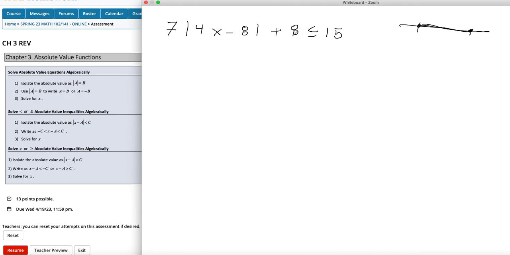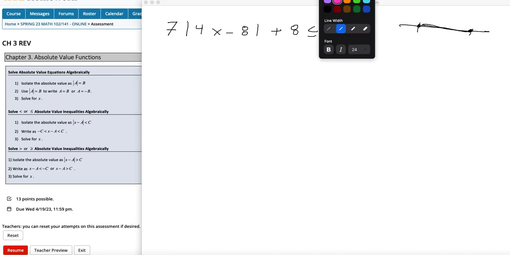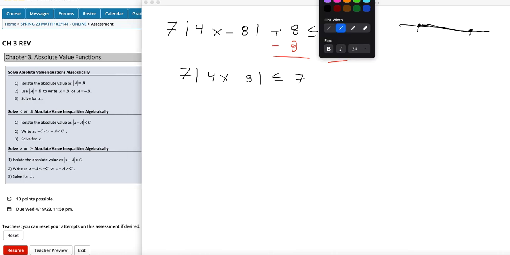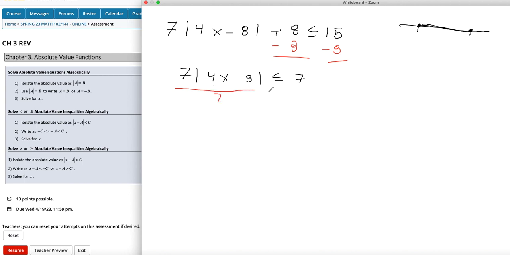So before we can do that though, with this example, this has the stuff around the outside, so we want to make sure we get rid of that first and get it simplified. So we're going to get that 8 brought over. And then we got 7 times the absolute value of 4x minus 8, less than or equal to, conveniently, 7. And then let's divide out the 7 on both sides. And that is the absolute value of 4x minus 8 is less than or equal to 1.